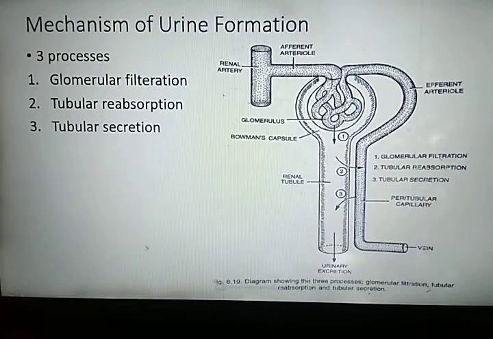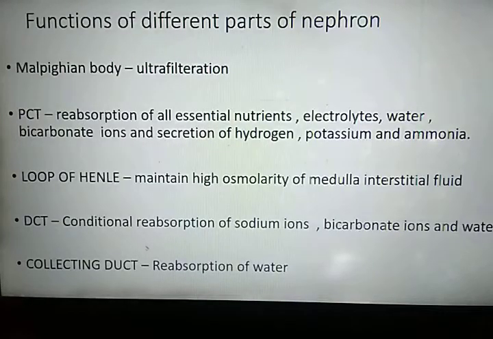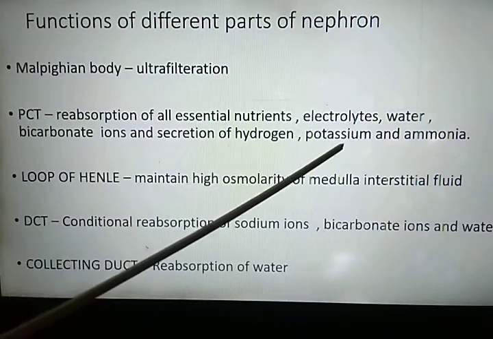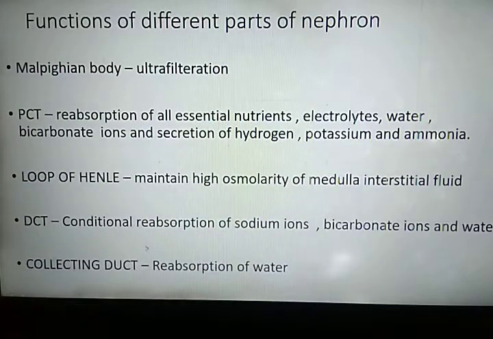Now let's start again with the functions of different parts of the nephron. Next is the proximal convoluted tubule. In the proximal convoluted tubule, reabsorption of all essential nutrients like electrolytes, water, amino acids and glucose takes place, and secretion of hydrogen, potassium and ammonia occurs.